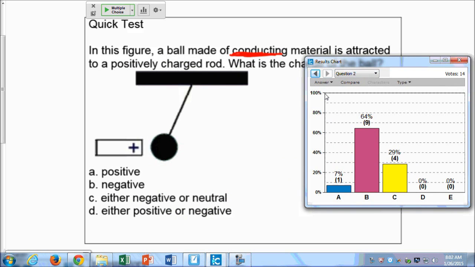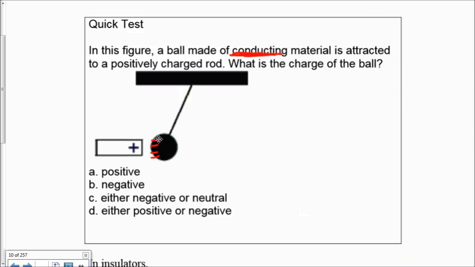All right, so a lot of you put B as negative. And it is true that if this ball was negative, then it will be attractive. But you can also have it so that it's neutral. How can it be neutral and still attractive? It's just like the copper wire. So you can have this induced charge set up where if it's a neutral object, I can get negative charges over here and positive charges over here. Now the net charge is neutral.